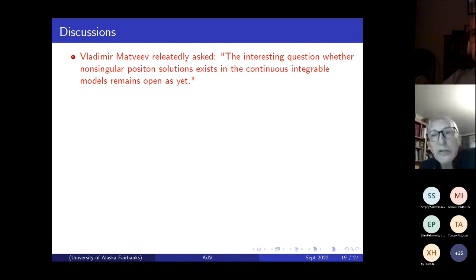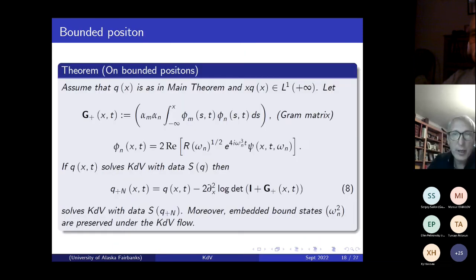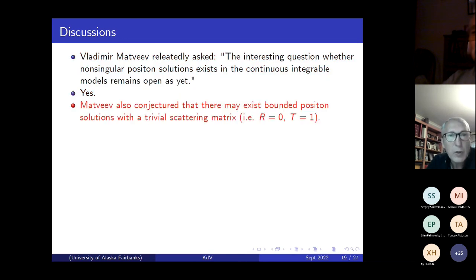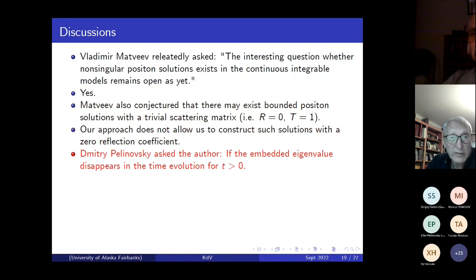And the question is whether there are solutions which correspond to positive bound states, but which remain bounded. This equation gives an example of a bounded positon solution. So the answer is yes. Matveev also asked if it could be made with trivial scattering data. I don't believe that it can be done, but my approach doesn't allow me to answer this question.